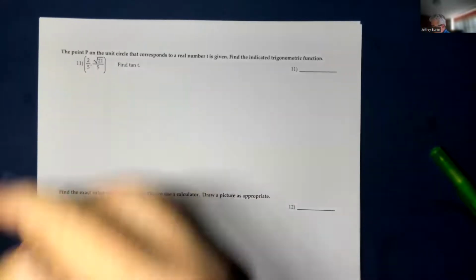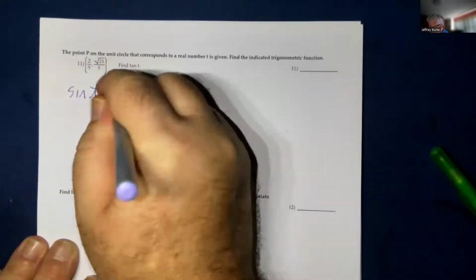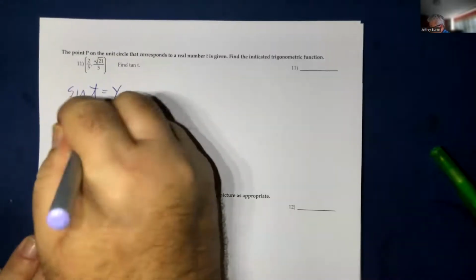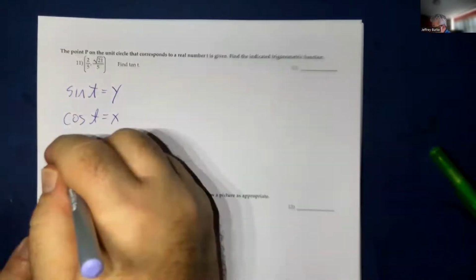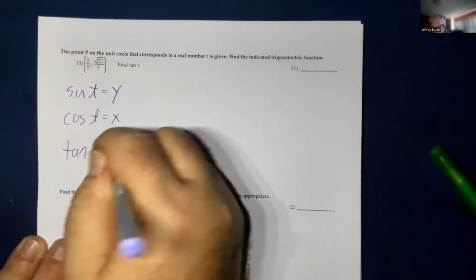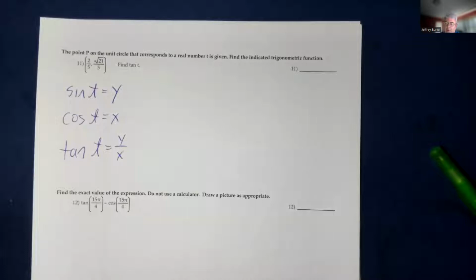All right, so remember that sine of T is equal to the Y value. The cosine of T is equal to the X value. And then the tangent of T is equal to Y over X. So when you're doing a question like this, you want to be able to understand that, and that makes this a very quick question if you've got that done.